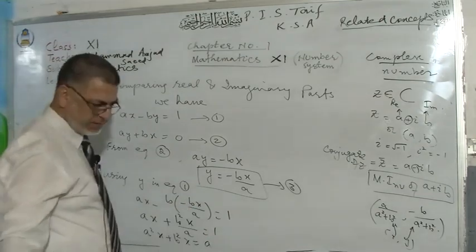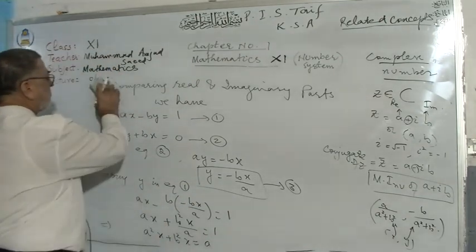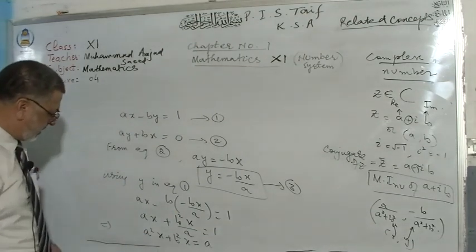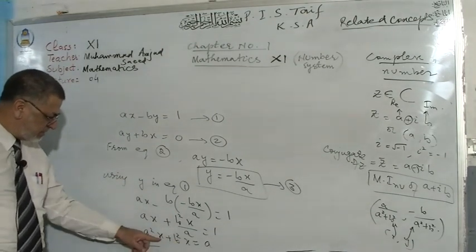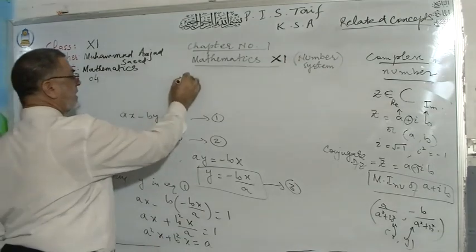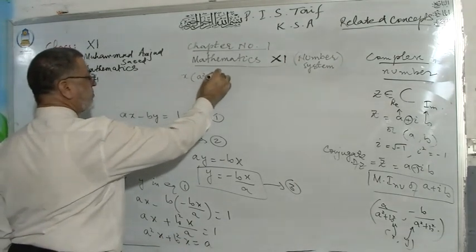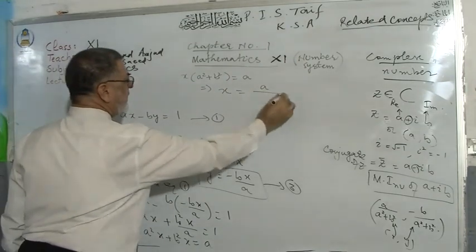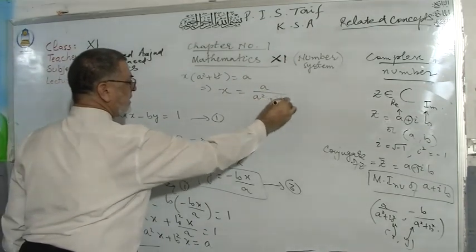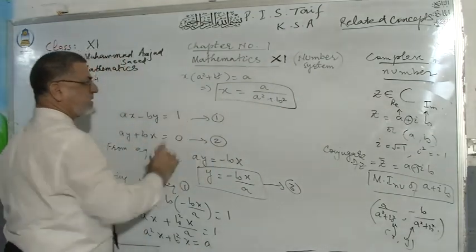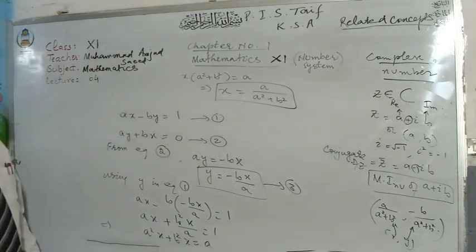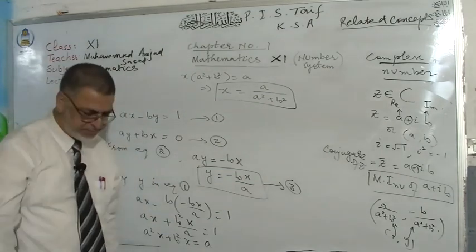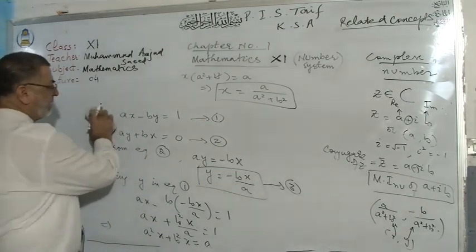After that, take x common from here. x into (a square plus b square) is equal to a, which implies that x is equal to a over a square plus b square. This is the value of x. Putting this value of x in equation number 3 so that we will find the value of y.